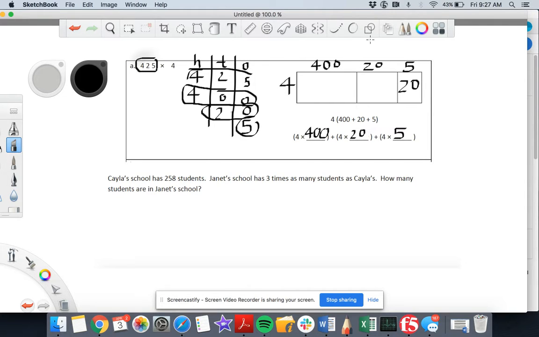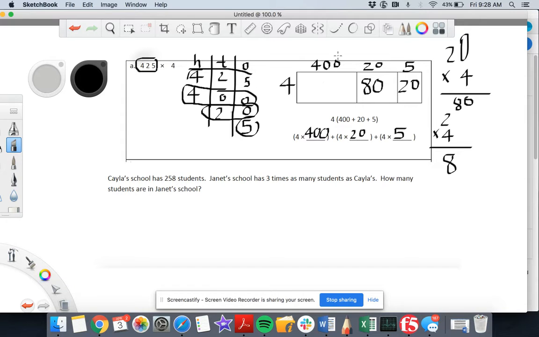Now I'll move on to this 20 times 4. I don't think I could do that in my head, but I could definitely do 2 times 4 in my head, right? What's 2 times 4? Well, 2, 4, 6, 8. 2 times 4 is 8. And now I just simply need to add back my 0. So I know 20 times 4 is 80.